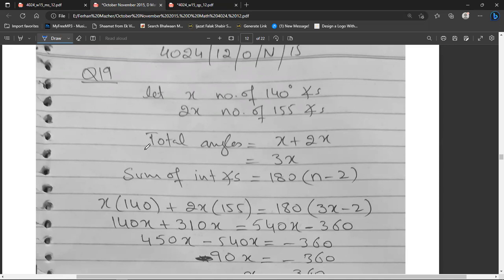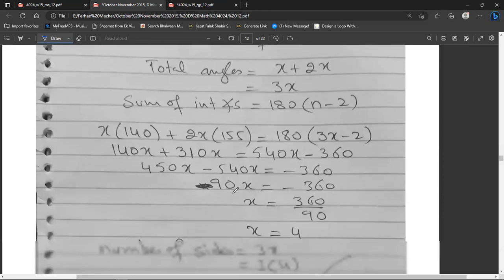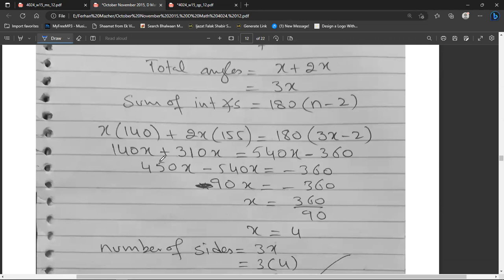So it will be x into 140 plus 2x into 155. I'm finding the sum of the internal angles, and that will be equal to 180 times, in the place of n I will put 3x, because the number of sides and the number of angles are the same. So n will be equal to 3x. So in place of n I put 3x minus 2 here. So it will be 140x plus 310x equals 540x minus 360.